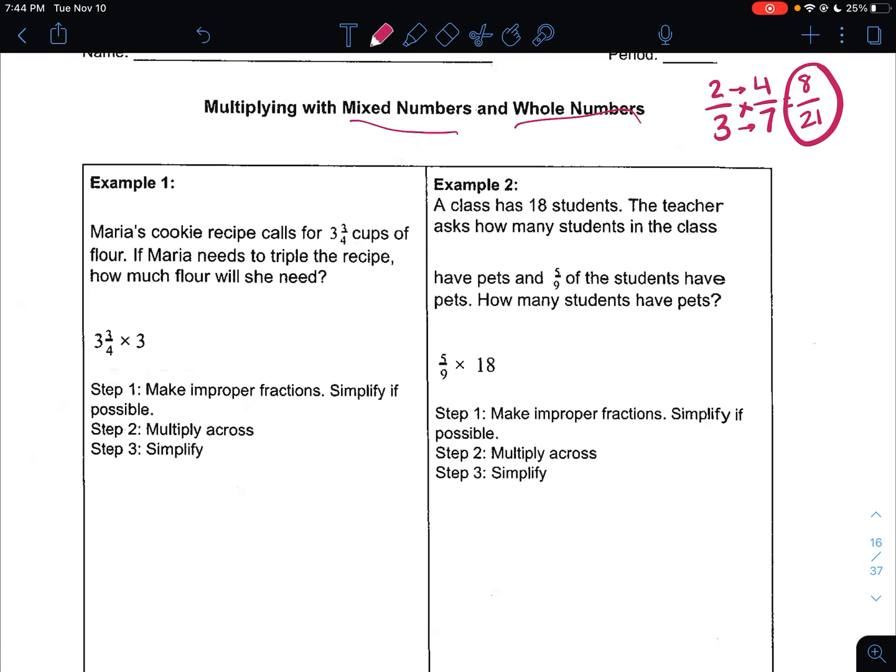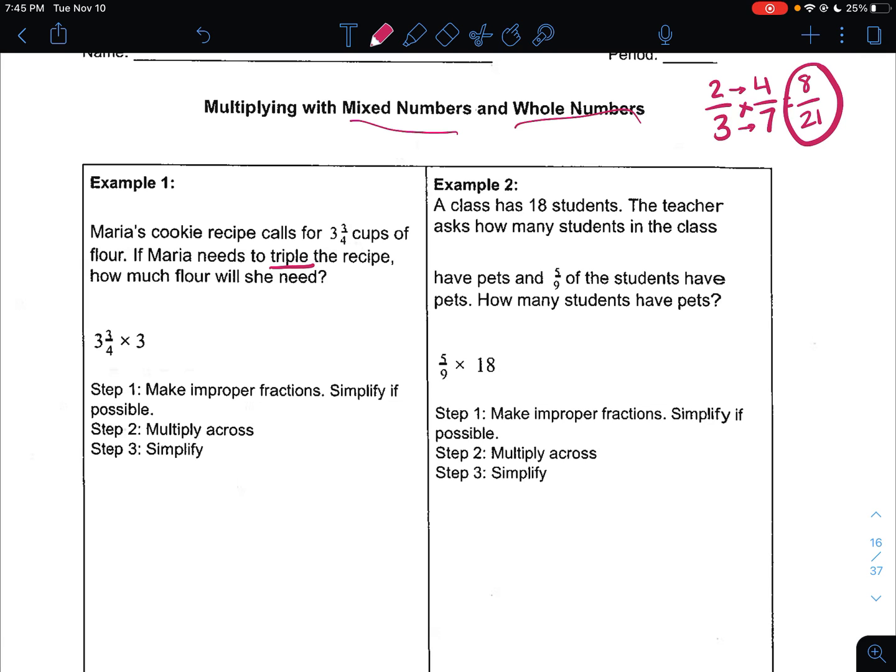So Maria's cookie recipe calls for 3 3/4 cups of flour. If Maria needs to triple the recipe, how much flour will she need? So I'm hoping that the word triple to you means that you want it 3 times, like triplets is 3 kids. So she wants to take her recipe and multiply it by 3, or have 3 times the amount. So she needs to know how much flour she's going to need. So she has to multiply 3 3/4 times 3.